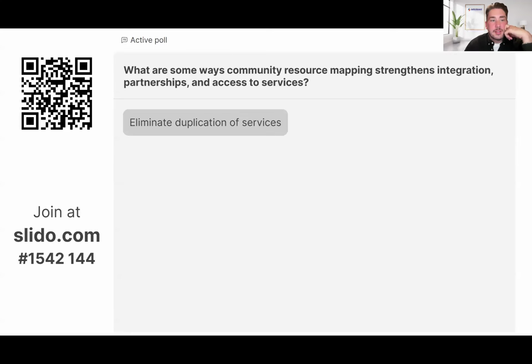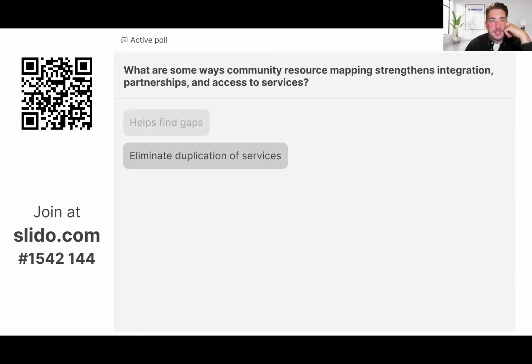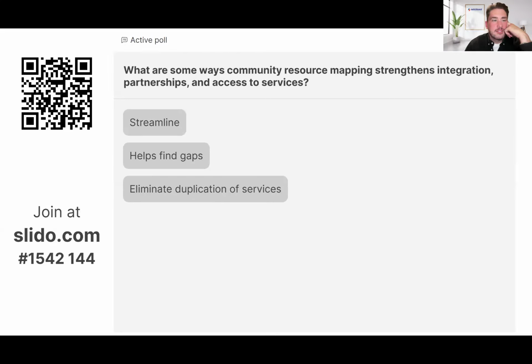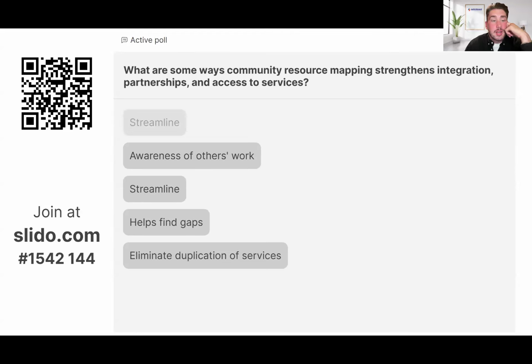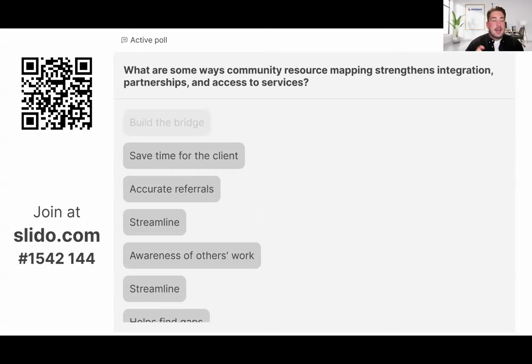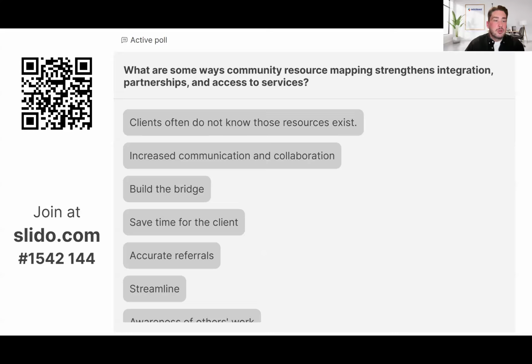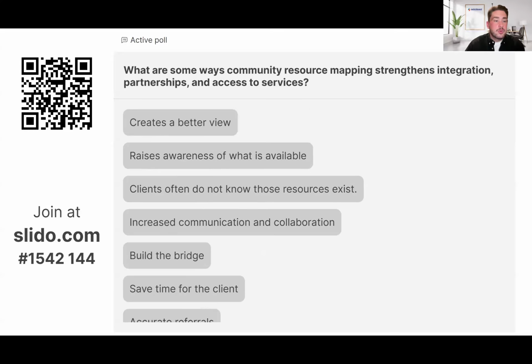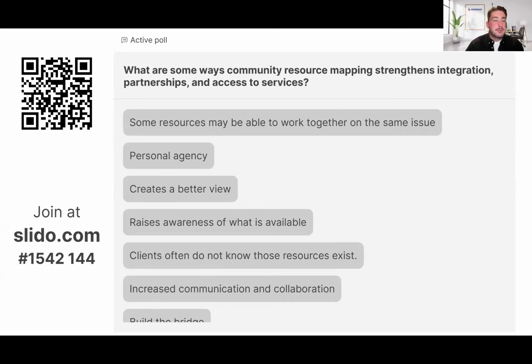Yep, absolutely. Elimination of duplication of services, identifies gaps, streamlines referrals, streamlines access to supports and programs, awareness of others' work, that's really important, making sure that we know what other providers are doing, what supports they're offering to newcomers. Accurate referrals. I like the accurate in there so that we're not just sending folks in circles to programs that no longer exist or that they're not eligible for. Building the bridge, absolutely.